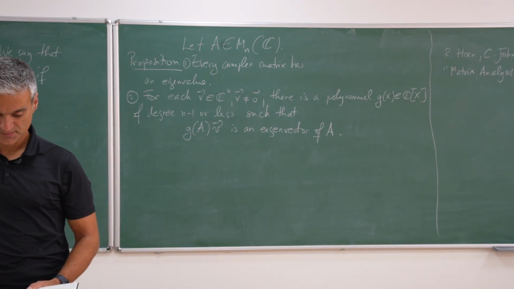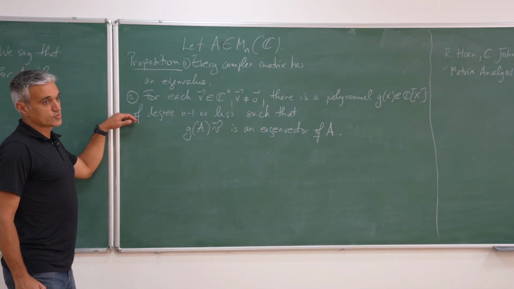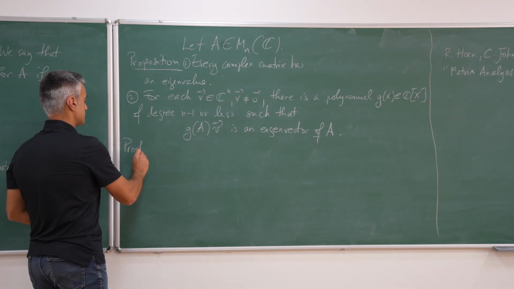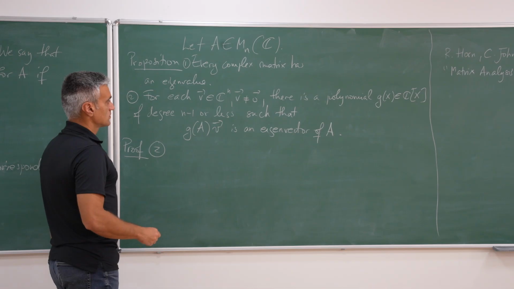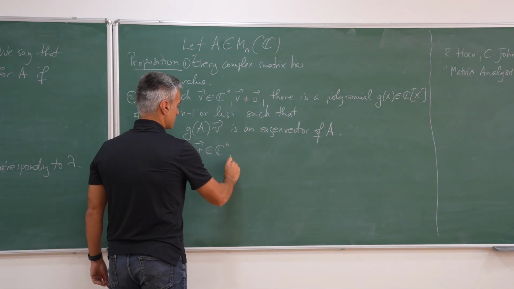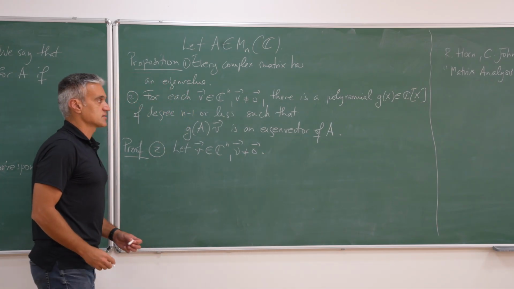Okay. So obviously, if you know 2, you know 1. So we'll just go quickly over 2. So we have V. Let's pick V not 0. And you've probably seen this argument before.